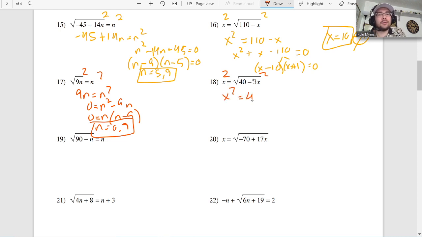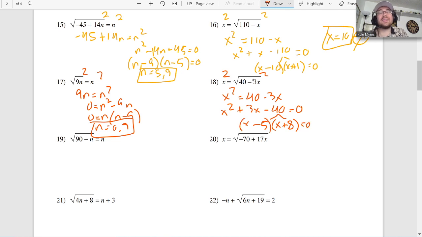X squared equals 40 minus 3x. X squared plus 3x minus 40 equals 0. We need 2 things that multiply to 40 and subtract to 3 since it's negative 40. 4 and 10? No. 2 and 20? No. We need something a little closer. How about 8 and 5? Yeah, that should work. 5, 8. We need the 5 to be negative, 8 to be positive. That way we get positive 3. Boom, boom, boom, boom, boom.